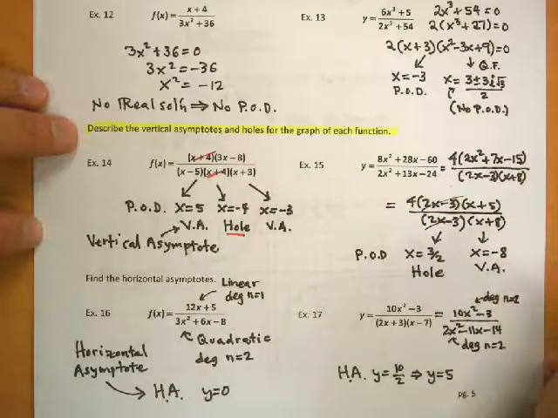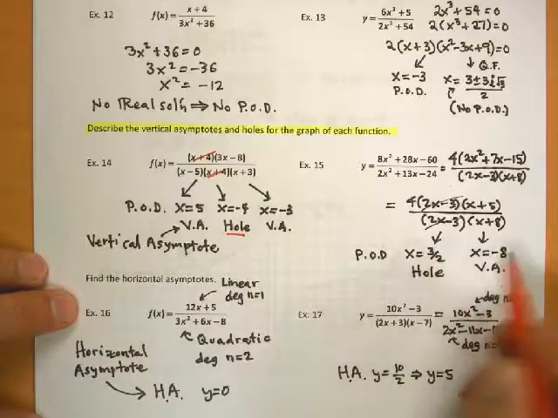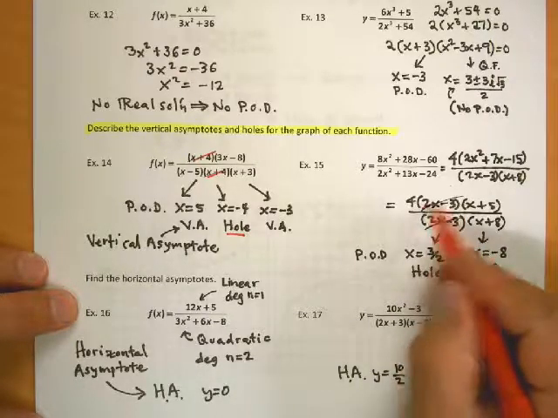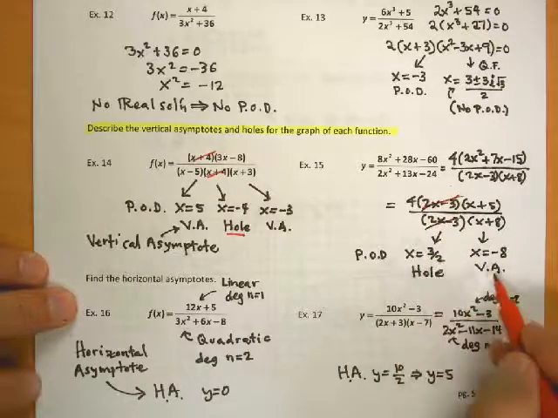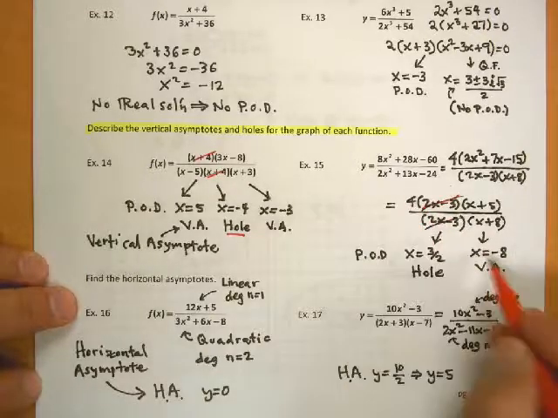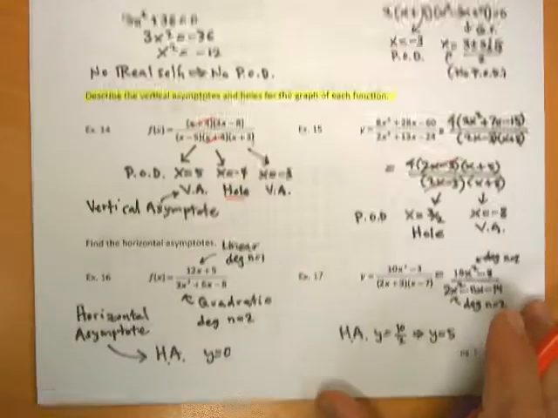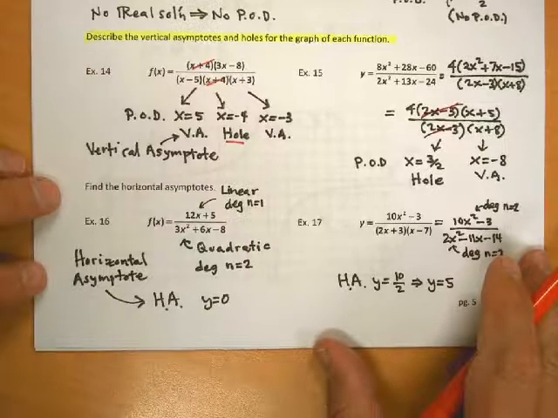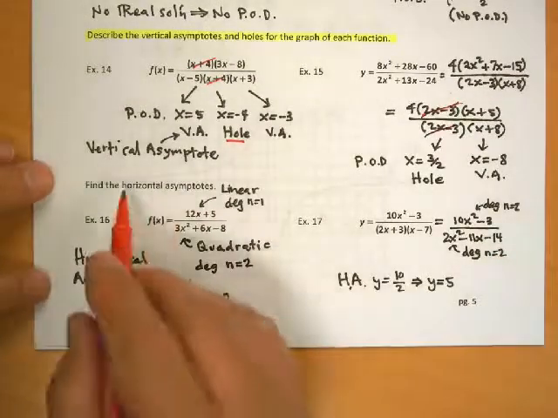You can use the star method if it helps you. Two points of discontinuity. The one that cancels is a hole. And so you've got a hole at 3/2, and you've got a vertical asymptote on this graph at x equals -8.